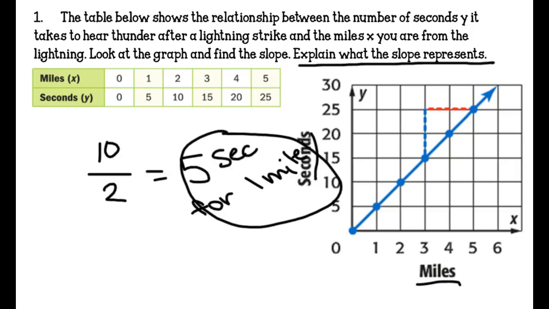A lot of times on AM, it'll ask you for the unit rate or something, and it's easier just to look at the 1 and see if it goes through 0, 0. That's your easiest bet on those.